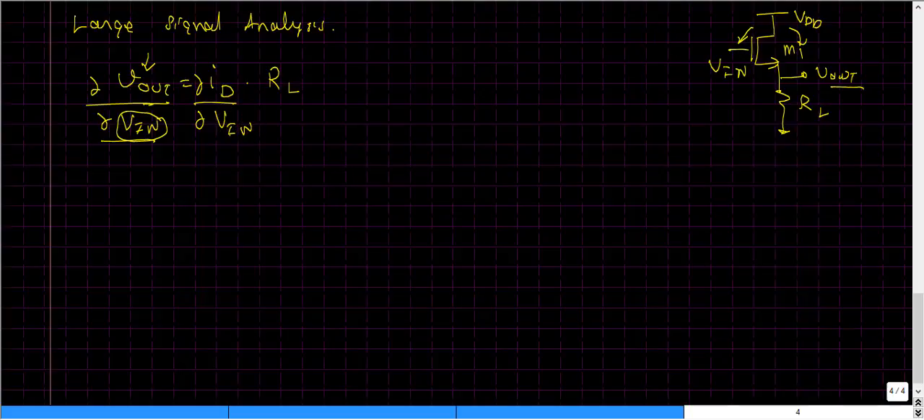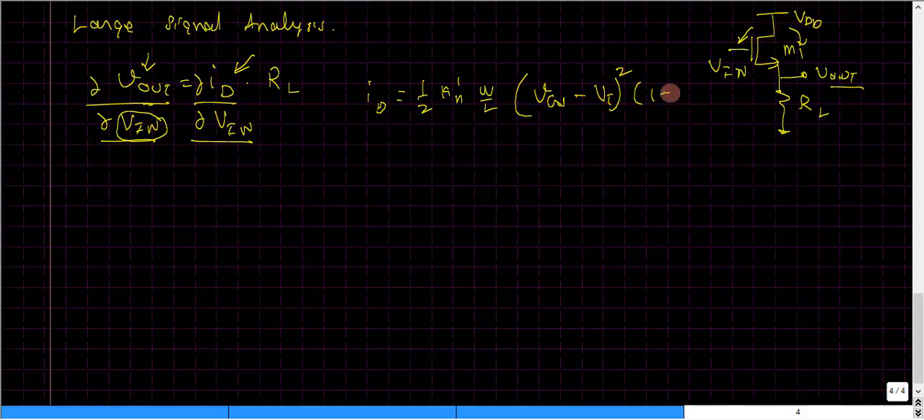Now let us try to expand the current expression before we perform the partial derivation. Now this ID is nothing but half Kn dash W by L (VGS minus Vt) the whole square into (1 plus lambda VDS). Here we have included this second term, that is 1 plus lambda VDS, to actually model the small signal parameter R0.